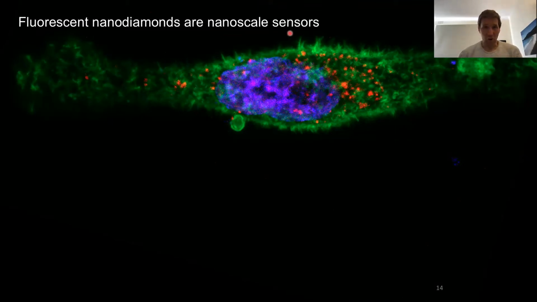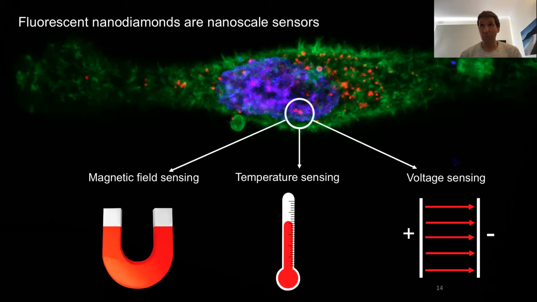This is an image of a cell that you see in green, the cell nucleus in blue, and all the red dots that you see are fluorescent nanodiamonds. What we would like to do is use each of these particles, for example, for magnetic field sensing, temperature sensing, or maybe even voltage sensing, or other sensing protocols that you can use here, or other properties that you can measure.